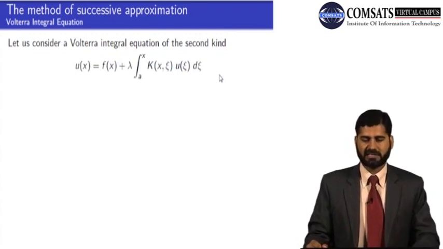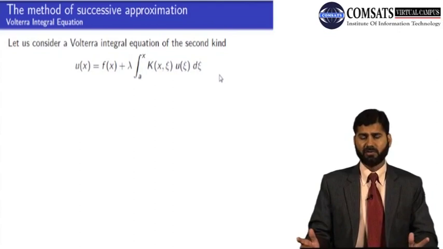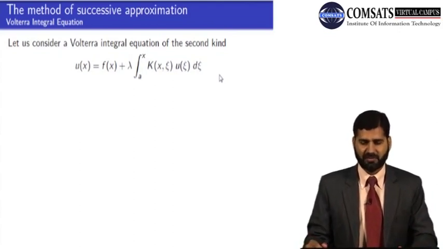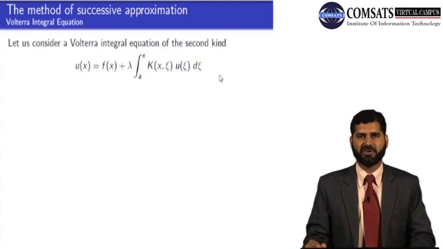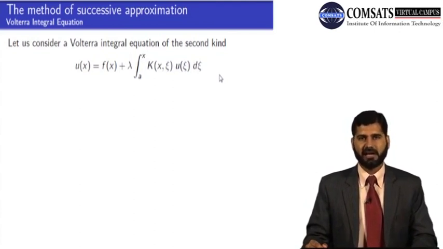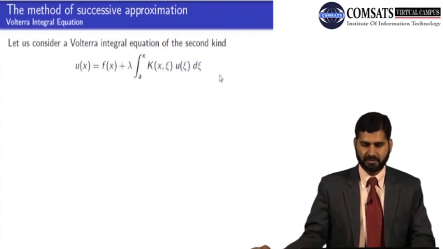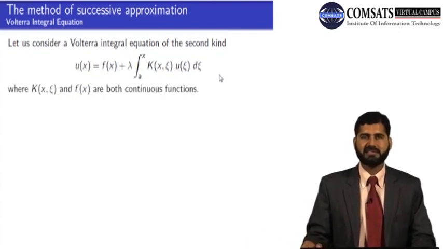Let us consider a Volterra integral equation of the second kind. Now you are familiar with the Volterra integral equation because it's our third lecture and we are considering this equation again and again. u(x) equal to f(x) plus lambda integral from a to x of K(x, ξ) u(ξ) dξ, right? This is our Volterra equation. Why Volterra? Because the limits of integration are from a to x, where K(x, t) and f(x) are both continuous functions.